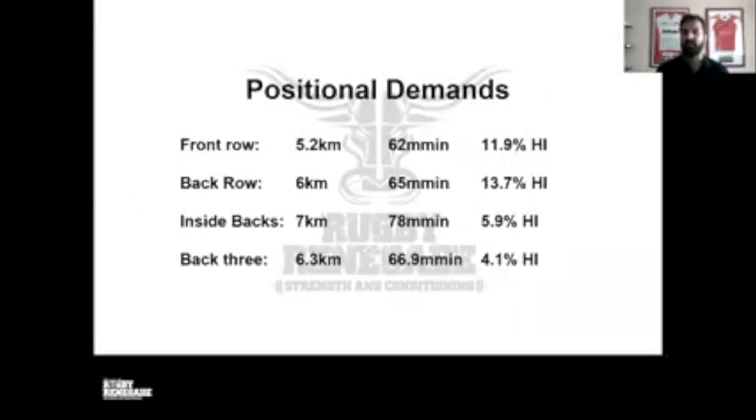Typical game demands, broken down by position. Here, front row, back row, inside backs including halves, and the back three. Average distances covered in an 80-minute game, meters per minute in the second column, and what percentage of that involvement is high intensity work. And we're going to show a definition of what a high intensity effort is, at least in research terms, and how you might be able to apply some of those things to your own training.